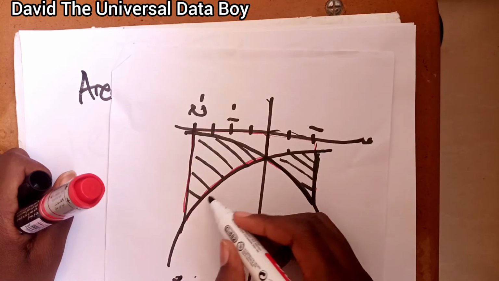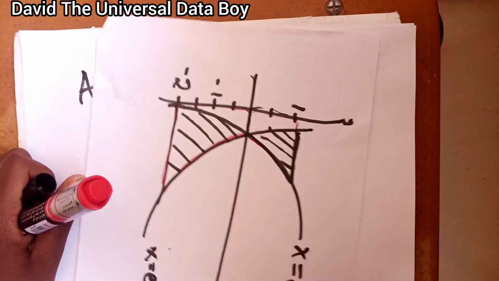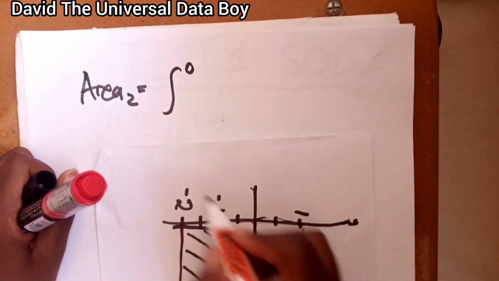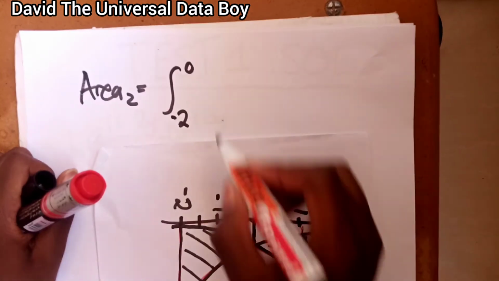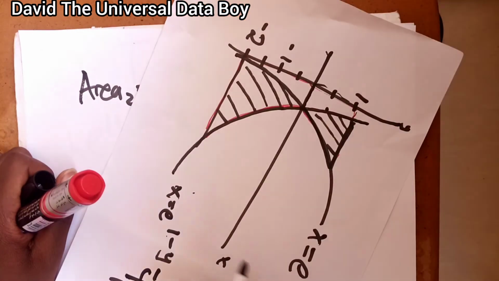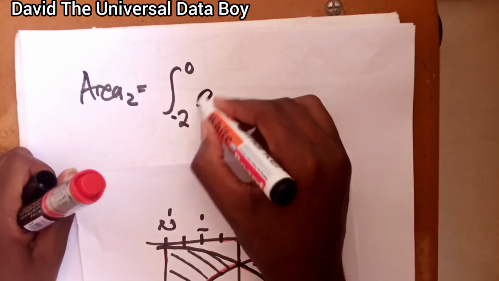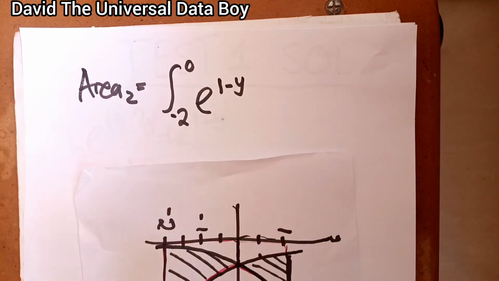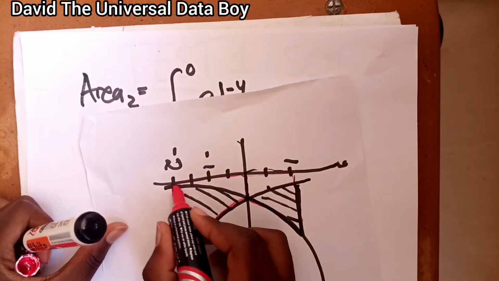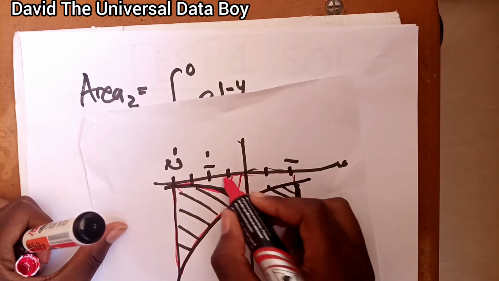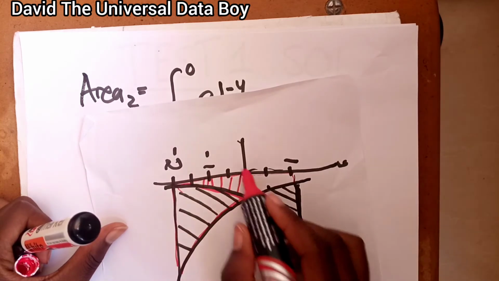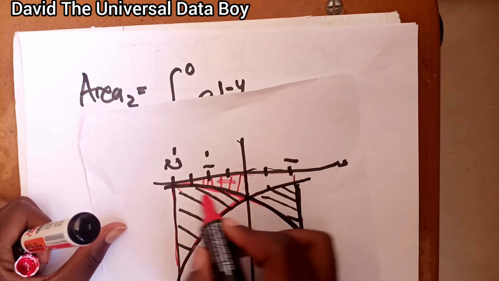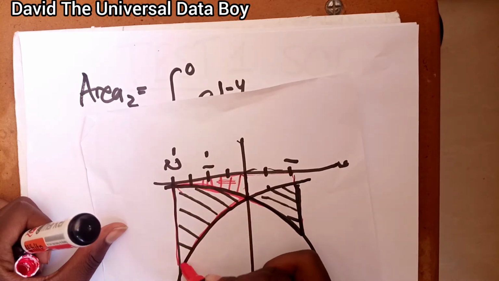It's bounded by this curve, so we have the integral of 0 to -2 of the curve here, which is given by this equation, e to the power 1 minus y. So now the second area is given by this curve, and then it's this area. The first area we had the area of everything, now we have the area of this one. So we're going to subtract this small area from the area of the entire thing to get to this area, which is here. I hope you get the gist.